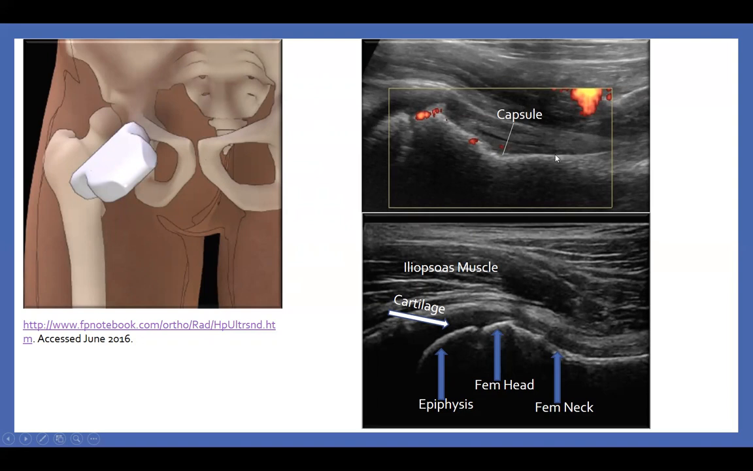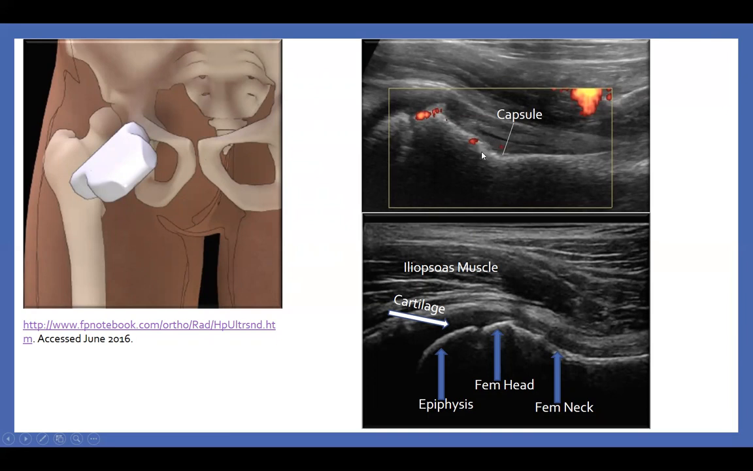The question at this point is, what am I looking at? Where are those structures? What are they? When you look at it, this is truly the joint capsule. This is the joint space, where some fluid is. And here you see the posterior layer of the joint capsule, and this is the anterior layer of the joint capsule, separated by a small amount of fluid in that space.